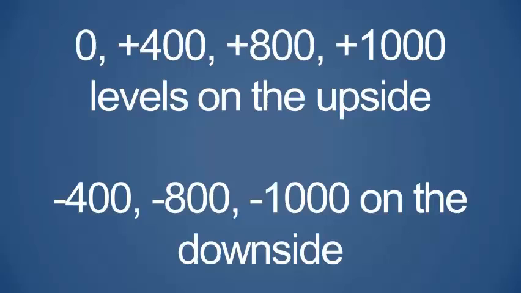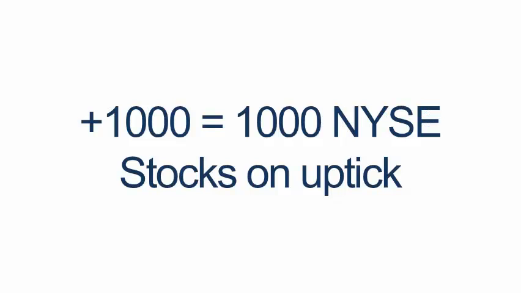So what makes an extreme on this tick chart? There's a few price levels that are marked on the chart to easily read where we've been that day. We marked the 0, the plus 400, the plus 800, the plus 1,000 levels on the upside, and the minus 400, minus 800, minus 1,000 on the downside. Now, if we reach plus 1,000 on the upside, that means 1,000 stocks on the NYSE are trading on an uptick at that moment. A negative 1,000 reading tells us 1,000 stocks are trading on a downtick at that moment.